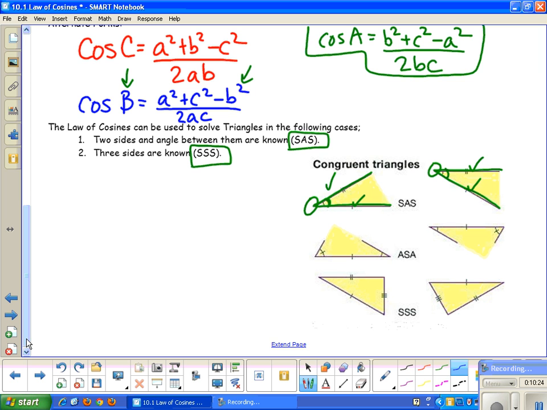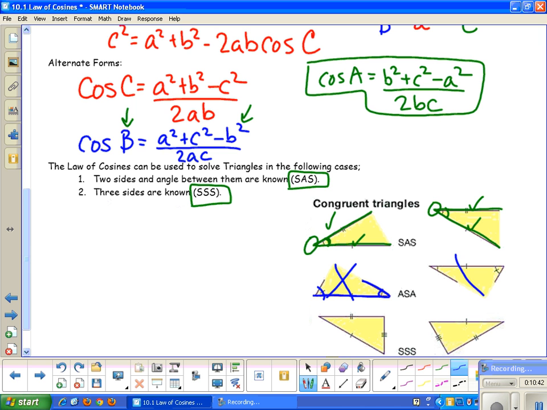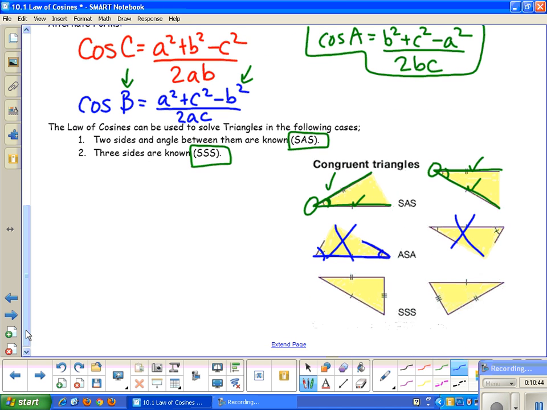If I have something like this right here, an angle, a side, and an angle, I cannot use the law of cosines. The reason I cannot use the law of cosines is because notice that each of the formulas, I had to know either two sides and the included angle, or I had to know all three sides. So I cannot use these for the law of cosines. And the last one, if I know all three sides, so if I know side, side, and side, I can use the alternate form to find the angles.